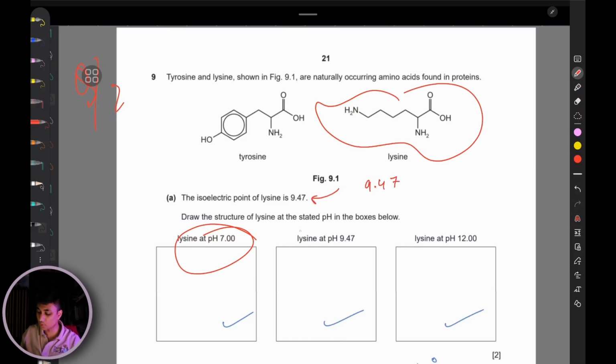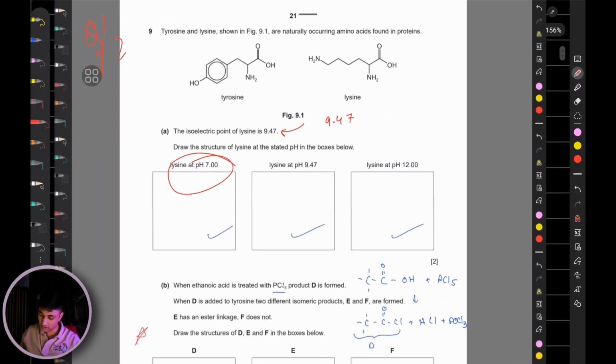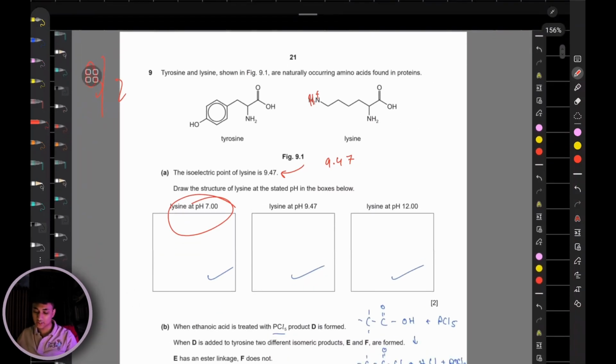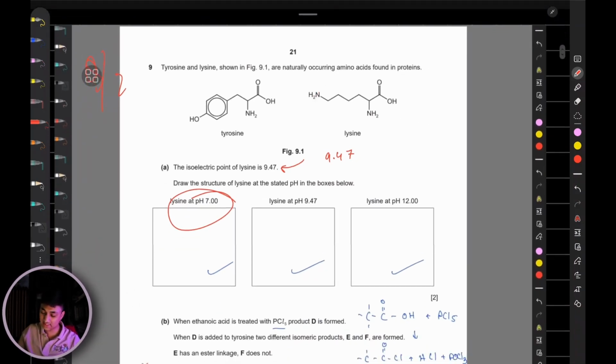Now pH 7 is what? More acidic compared to 9.47. Hence, if it is more acidic, what's going to happen? It's going to gain H, right? Now the thing is, over here it's only going to gain 1 H, by the way. It's going to gain 1 H over here, right? NH3. Now the other thing is, for the lysine at 9.47, it is going to be NH3 and O minus.